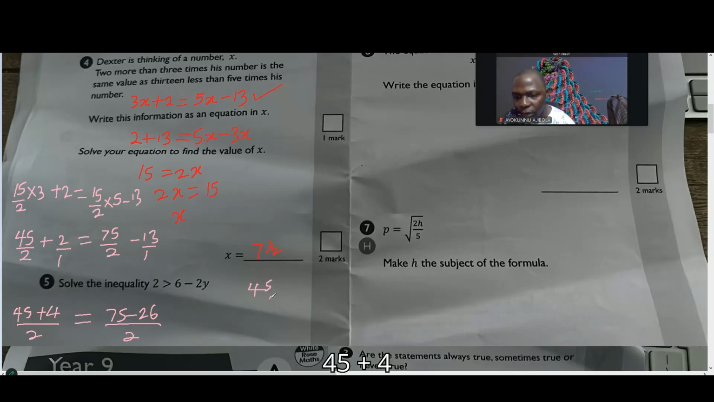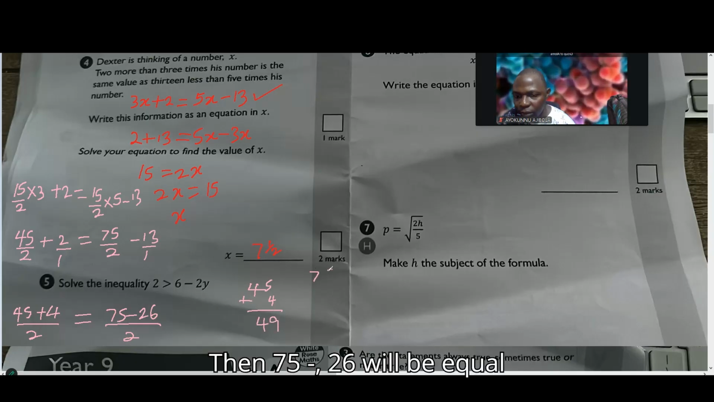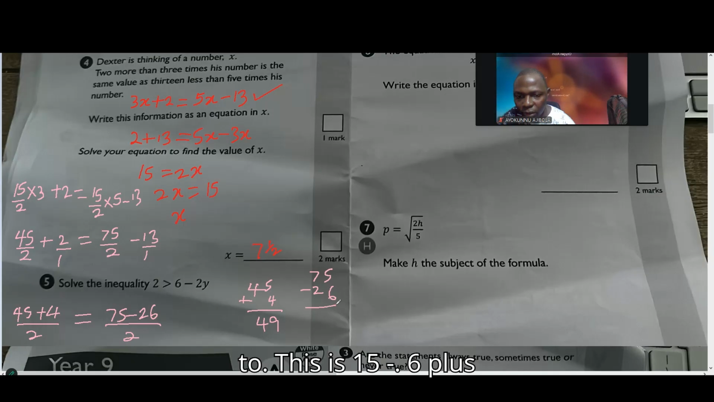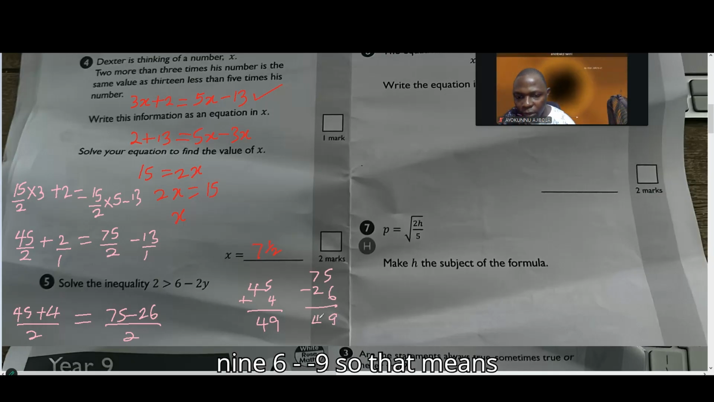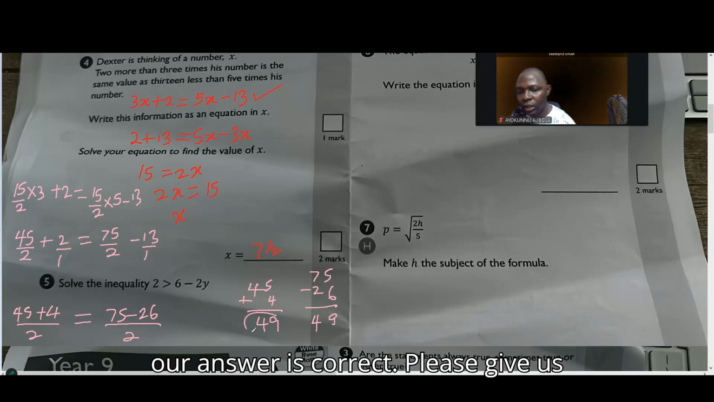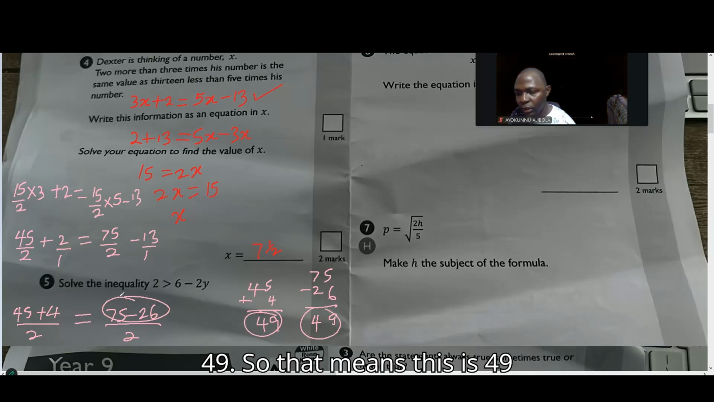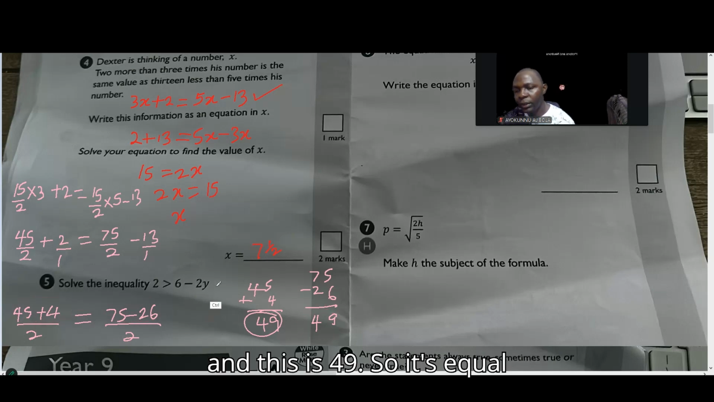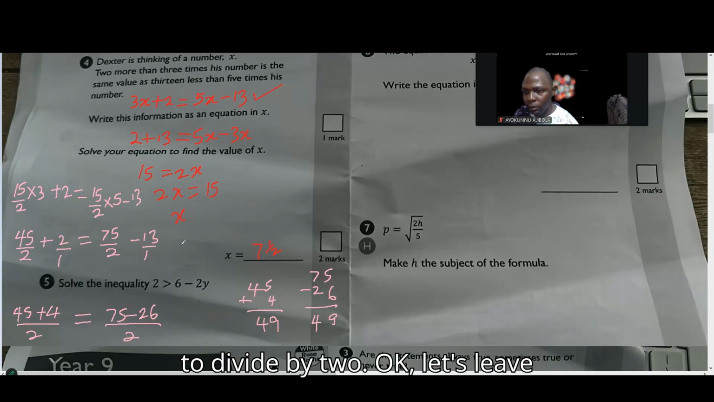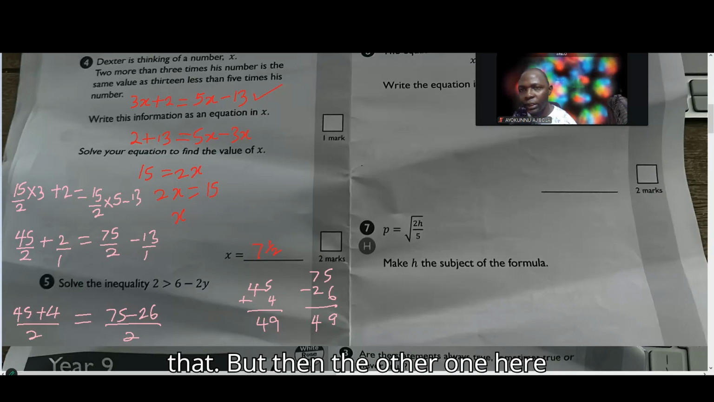45 plus 4 equal to 49. Then 75 minus 26 will be equal to, this is 15 minus 6, that's 9, 6 minus 2, that's 49. So that means our answer is correct because it gave us 49. So this is 49 and this is 49. So it's equal. Okay, let's leave that aside.